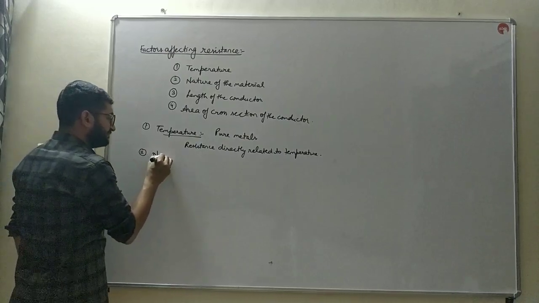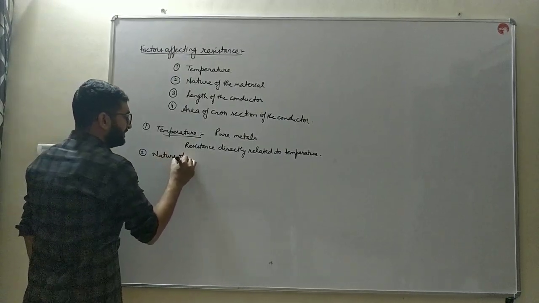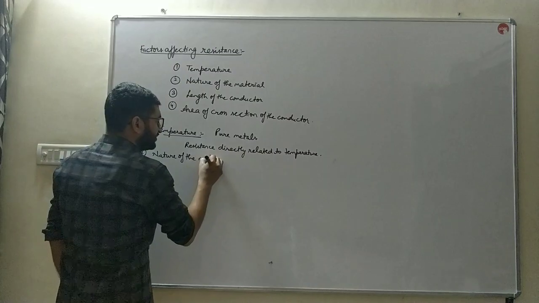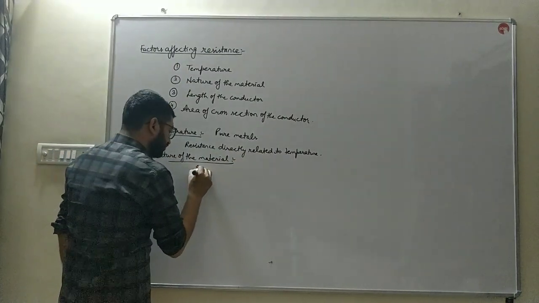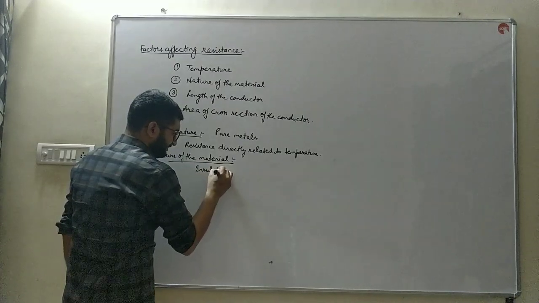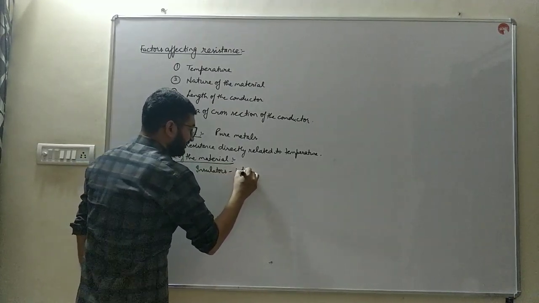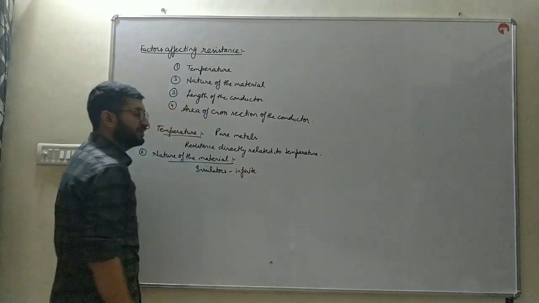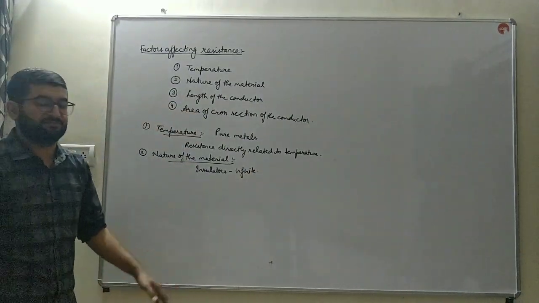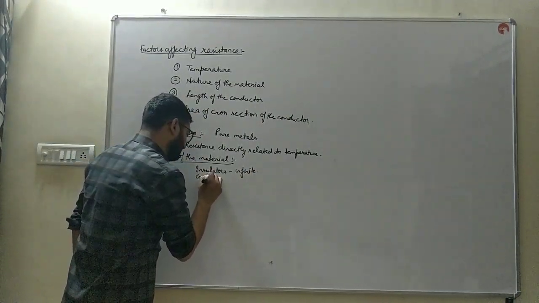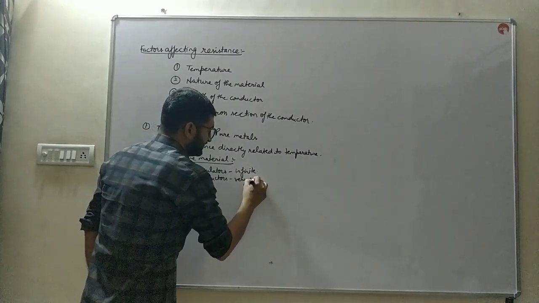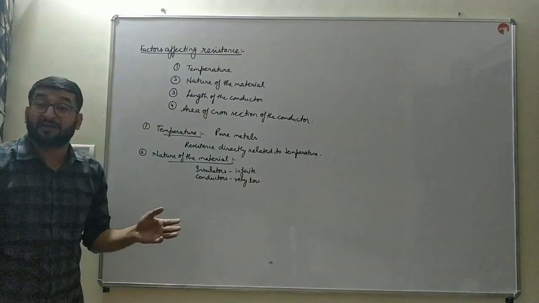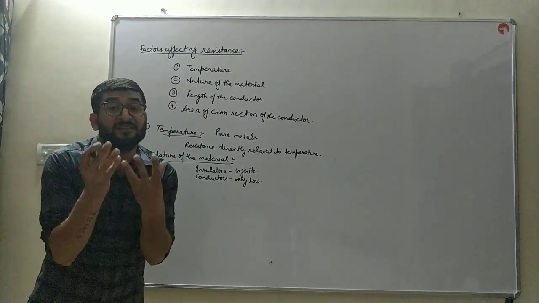Second, nature of the material. We had discussed this topic earlier in this video. Insulators have infinite resistance, so they do not allow the electric current to pass through them. Conductors have very low resistance, so they allow the electric current to pass through them very easily.